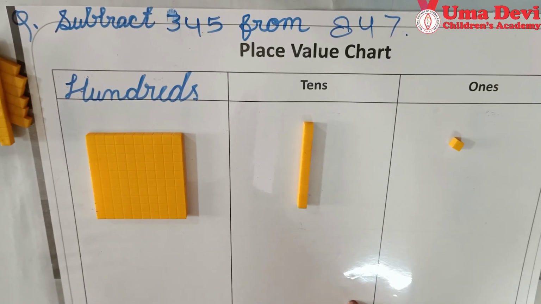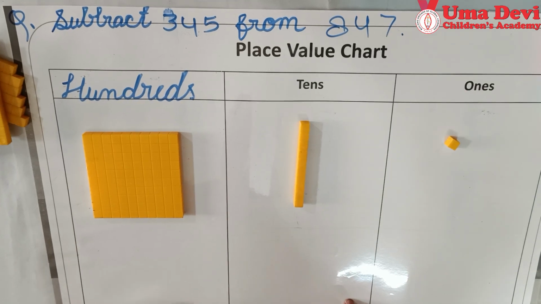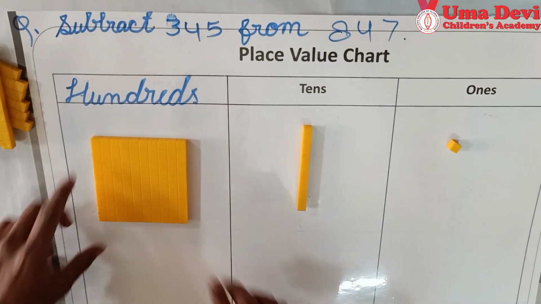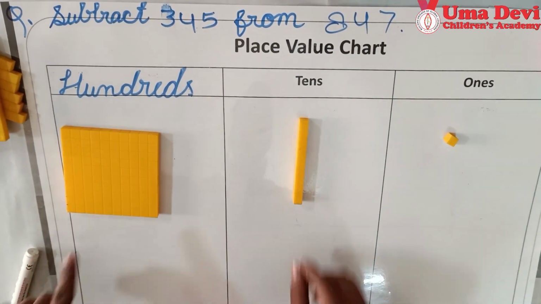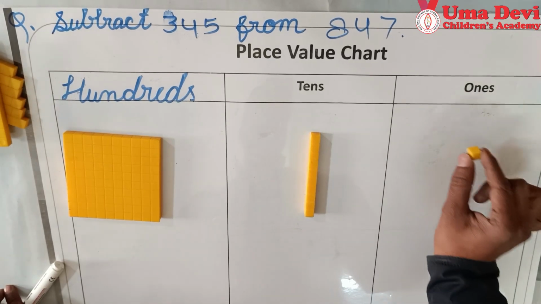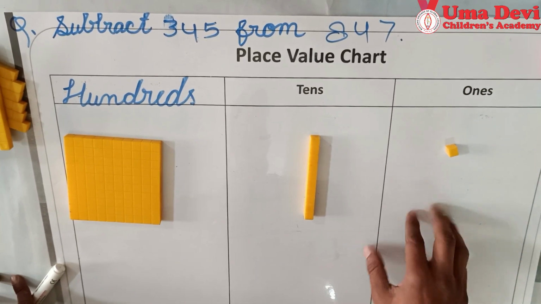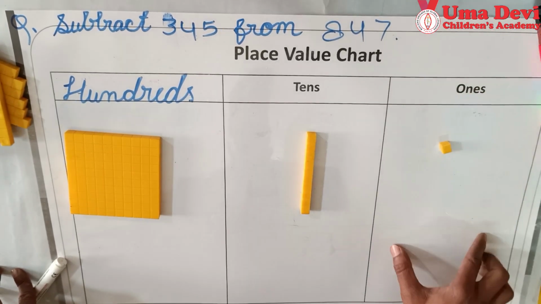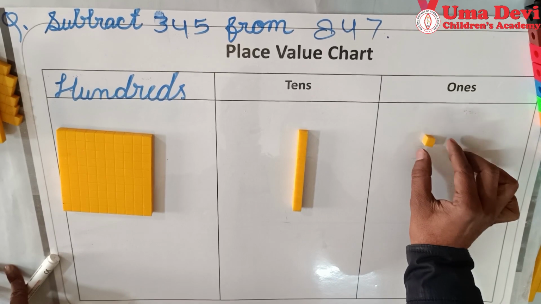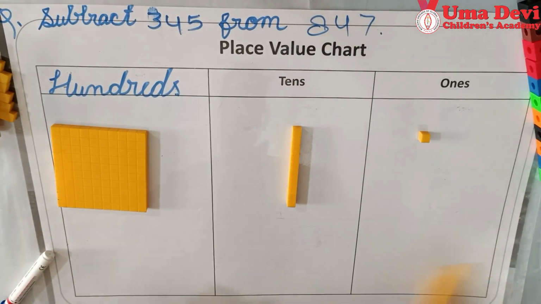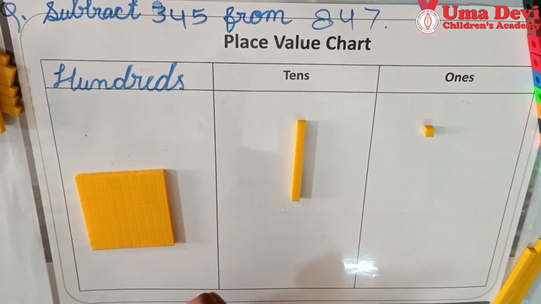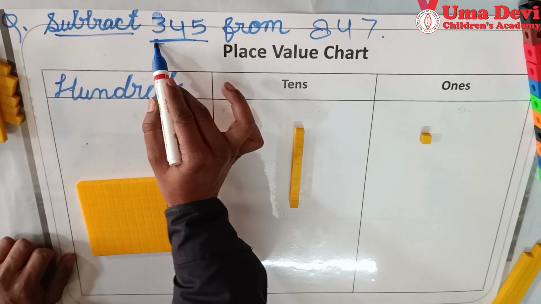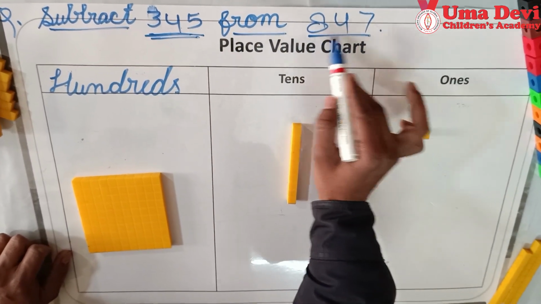So now we will solve questions based on 3 digits. So look here, this is a new block we have. This is a hundreds block, this is a tens block, and this is a ones block. And we will show the numbers written in this column using these blocks. So look here, this is 100. Okay, look at the question. The question is: we subtract 345 from 847.